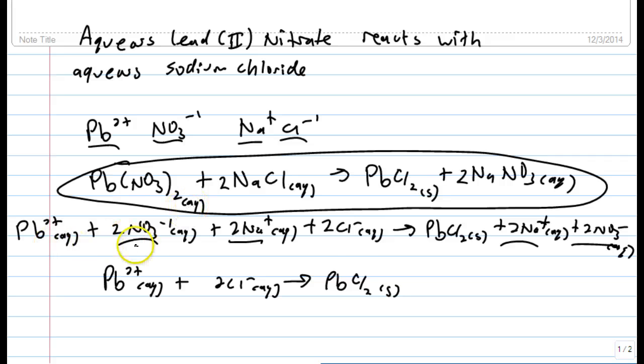Whatever's AQ, you break it up into the ions. Whatever's solid, remains the same. AQ, break it up into ions. Whatever's the same on both sides are spectator ions. Get rid of those. And then you have your net ionic. So this is balanced molecular, complete ionic or total ionic, net ionic.